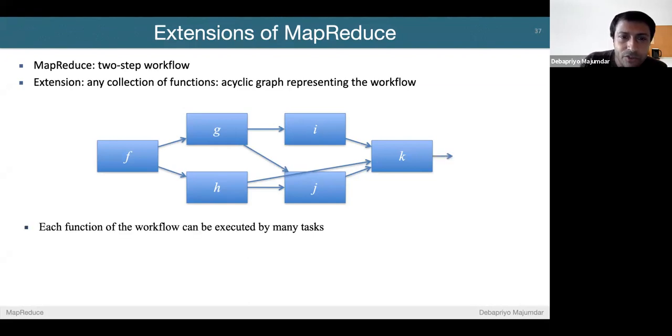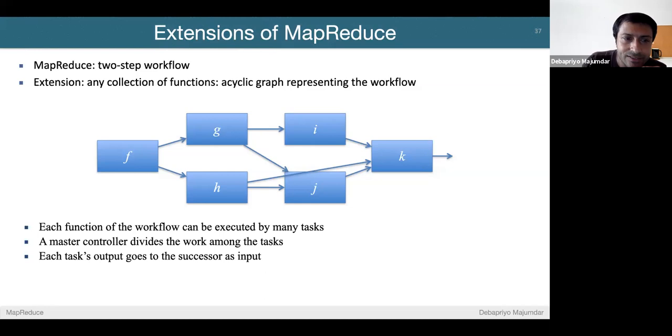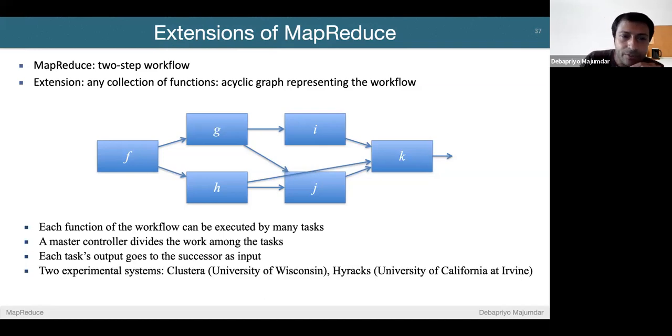Each function of the workflow can be executed by many tasks, just similar to MapReduce, just a more extended version of this. And just like that, a master controller can divide the work among the tasks and keep track of the dependencies. Once one task is finished completely, then the successor can take it up, and so on, right? There are experimental systems created by a couple of universities. However, they are too complicated, and the main problem is MapReduce itself was hard. It was hard to train normal people how to use MapReduce, so this was way above that.